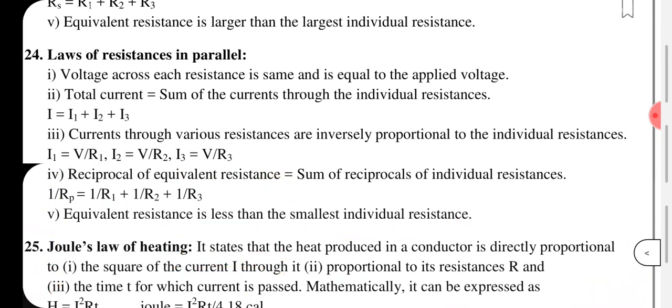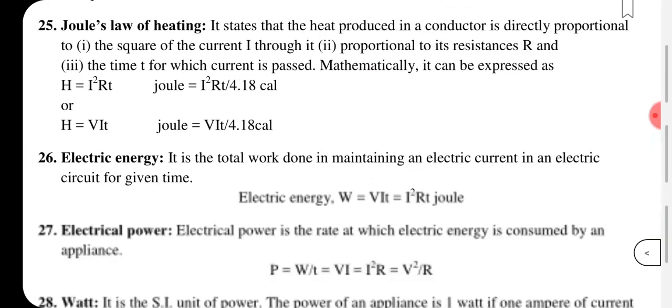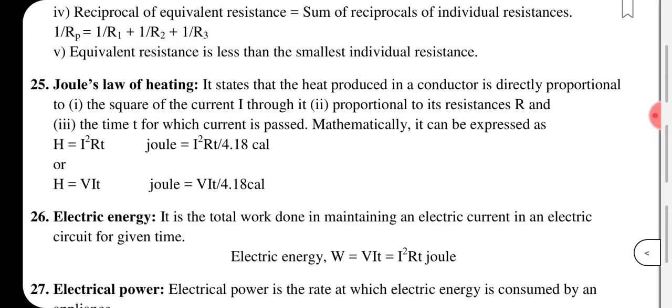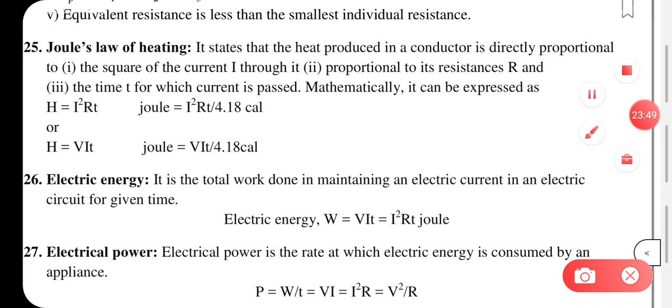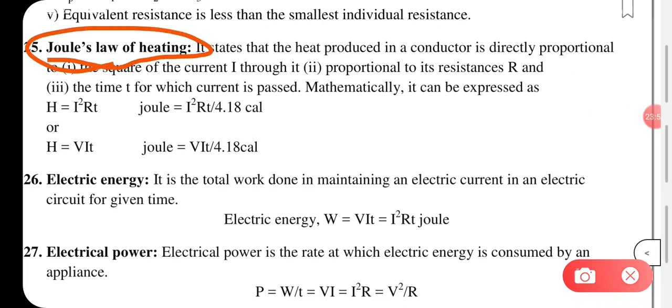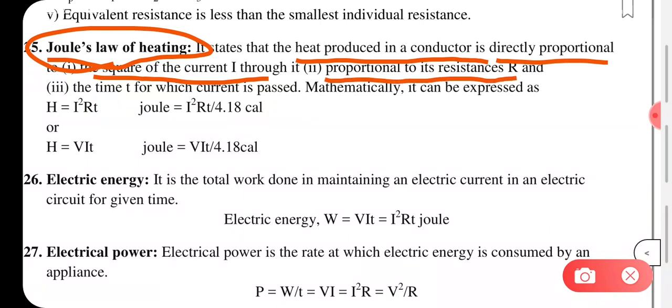Now moving on to almost the last few concepts related to this chapter, that is on the heating effect of electric current. Okay, Joule's law of heating. So what is Joule's law of heating? It states that the heat produced in a conductor is directly proportional to the square of the current passing through it, to its resistance R, and to the time for which the current is being passed.